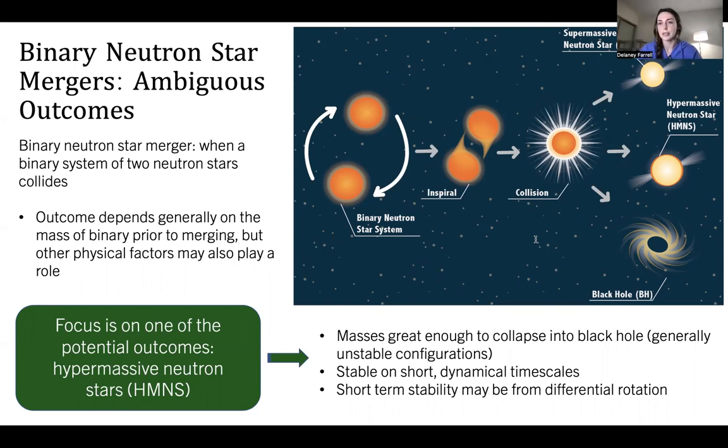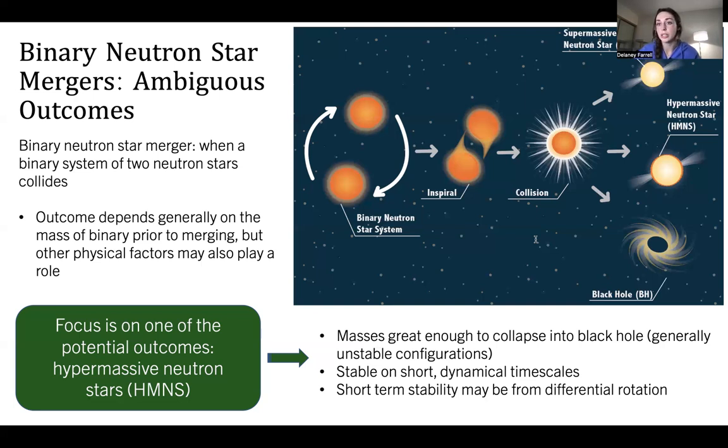So I'm going to focus in on one of these three potential outcomes, specifically the hypermassive neutron star remnant. And these stars have several interesting properties that a quote-unquote regular neutron star wouldn't have. As the name suggests, these stars have incredibly high masses, or masses great enough to collapse into a black hole. These stars are only stable on short dynamical timescales on the order of milliseconds to seconds, and their short-term stability may be attributed to a unique type of rotation called differential rotation.